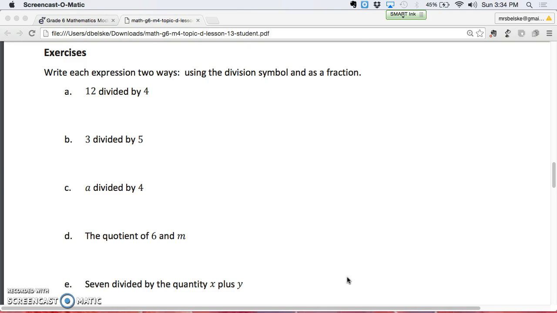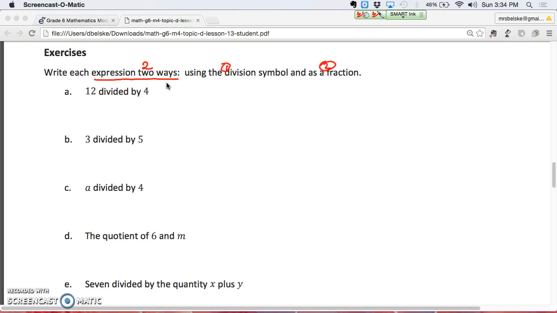Okay, so we're back with our exercises, and part A says 12 divided by 4. And before I do anything, I obviously want to read my directions, because that's something on our last homework assignment that I noticed that hardly any of you had done. So every time we want to be reading and we want to mark up our directions. Write each expression in 2 ways. We might want to put a number 2 there. Using the division symbol, that's the first way, and as a fraction, that's the second way.